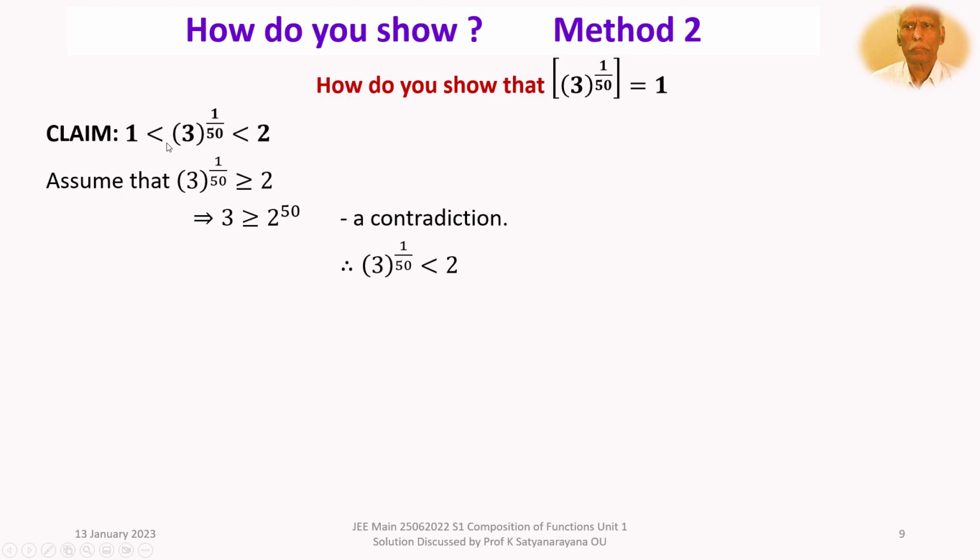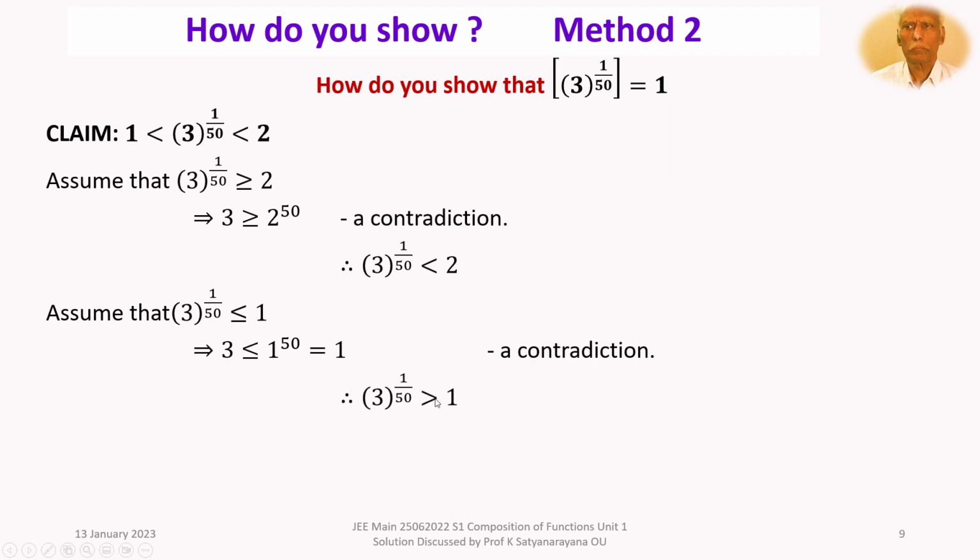In a similar fashion, you argue in the case of 1 less than 3 power 1 by 50. That is, 3 power 1 by 50 greater than 1 is required. So assume the contrary: that 3 power 1 by 50 is less than or equal to 1. Raising both sides to the power of 50, you will get 3 less than or equal to 1 power 50, that is 1. So 3 less than or equal to 1, which is absurd, which is not possible, which is false. Therefore, you arrive at a contradiction. Therefore, 3 power 1 by 50 is not less than or equal to 1. Therefore, 3 power 1 by 50 is greater than 1.